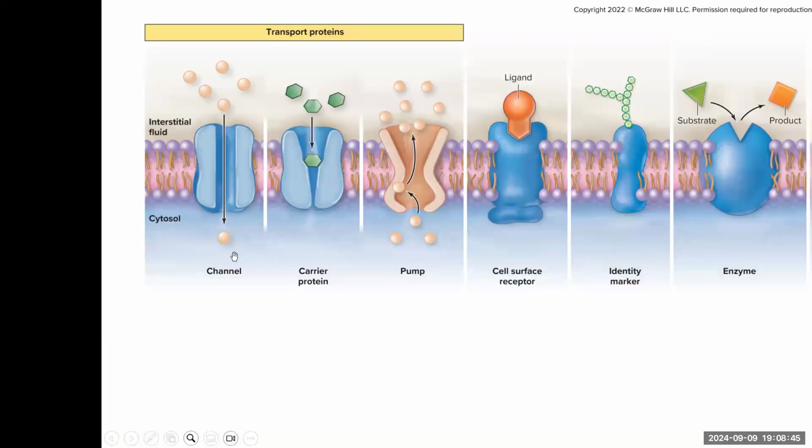Here's an example of some of those transport proteins. You can see it's an integral protein that spans the entire width of the plasma membrane. So stuff that's outside the cell can come inside the cell, and there are different ways of doing that. We'll talk about all those different ways.